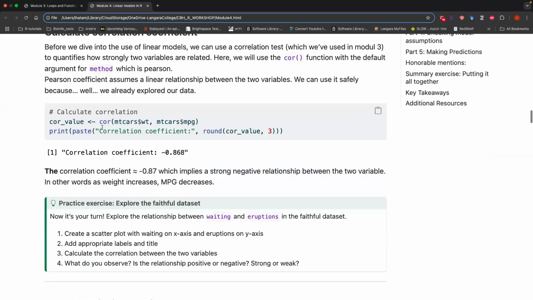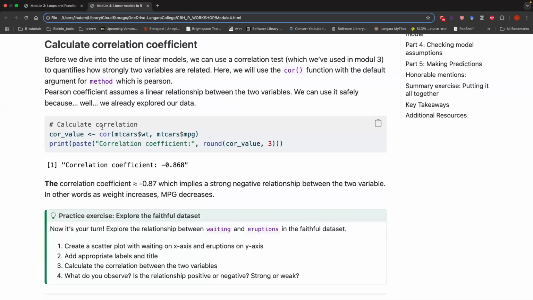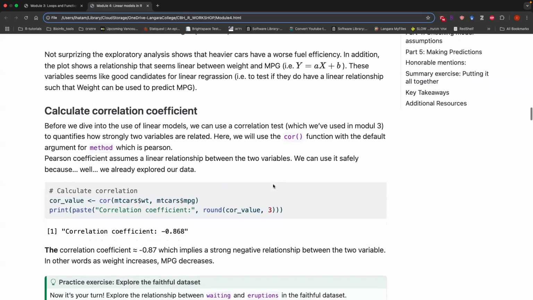Okay, so the next step, now that we have confirmed our suspicion that there is a relationship, we want to truly see if there is a linear correlation. And so we are going to test for correlation. We're going to do Pearson correlation, and the Pearson correlation basically assumes a linear relationship between two variables. So we can safely use Pearson here because we explored our data and we have a reason to believe that there is a linear relationship. Does that make sense to you guys?